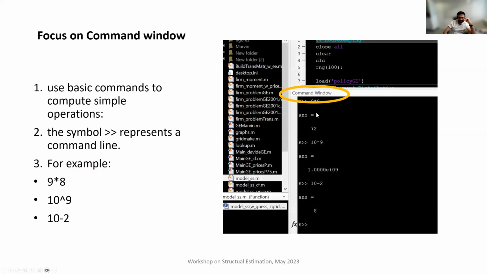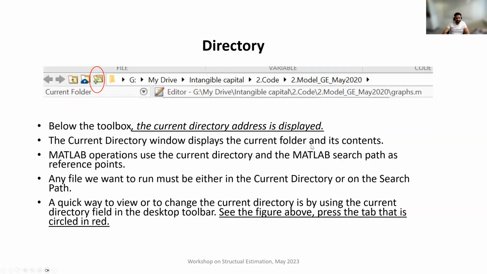Okay, so this command window here will tell you all the results, similar to Stata. Here I'm doing different calculations: 10 raised to power 9, 10 minus 2, and MATLAB will always answer in terms of ans. Answer is 8 for 10 minus 2. This symbol, the double greater-than arrows, represents the command line. Here you need to give the command. If you are directly giving a command to MATLAB, you have to give it here. This is the command line.